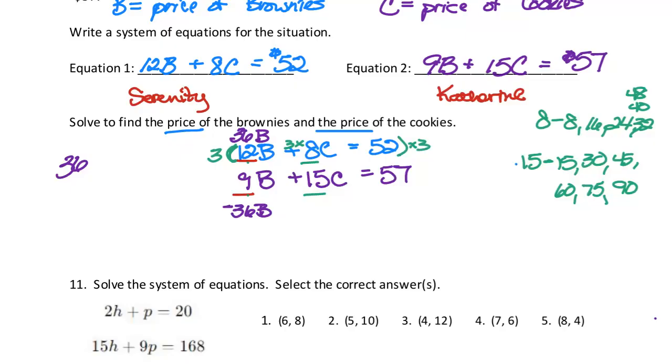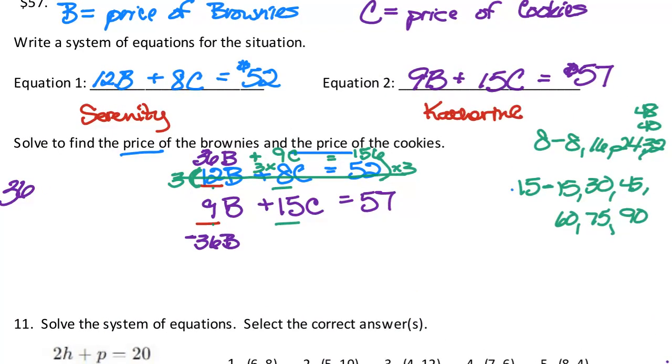3 times 3 is 9C. 3 times 52 is going to be 156. Okay, that's plus equals. So put a single line through that because we're not going to add that equation.